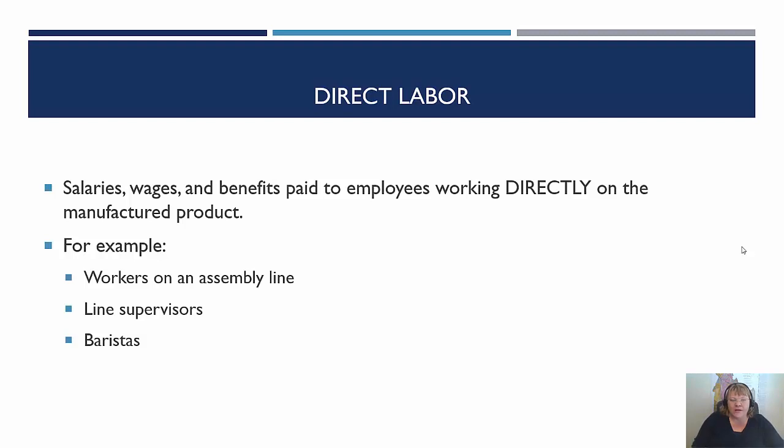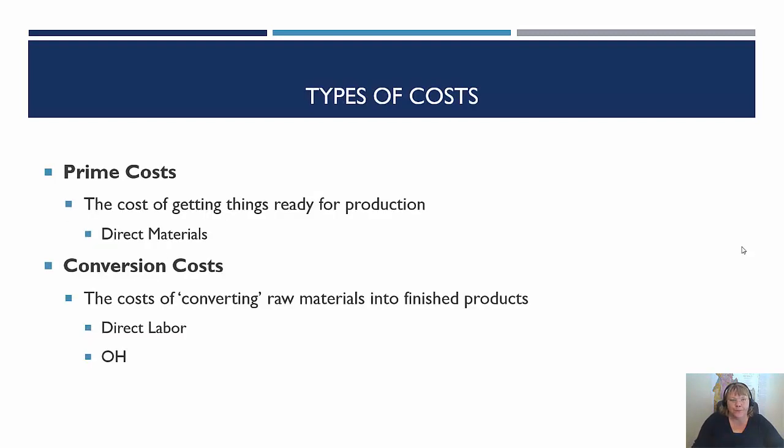So workers on an assembly line, line supervisors, because line supervisors you can see them working on the product, okay? Now, an executive, it's harder to take their wage and attach it to a product. That's why it's a period cost. And then the baristas making the coffees, right, at Starbucks, that's a direct labor too. But you have to include all of the wages, not just their hourly pay, but the full cost of what they cost you as a manager.